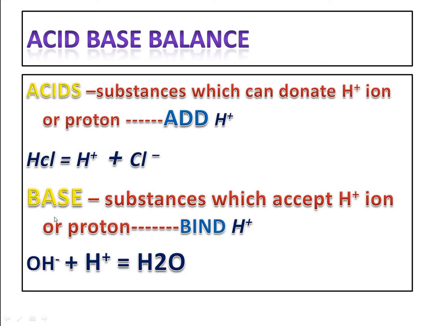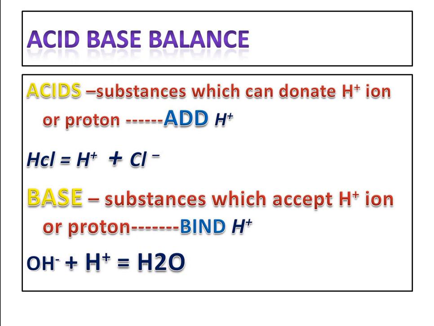And what is a base? Base is a substance which accepts hydrogen ion or proton. It means it binds with hydrogen ion. See the equation? Hydroxyl group plus hydrogen ion binds with hydrogen ion and gives water. It means a base decreases hydrogen ion concentration. So I think the concept is clear. Acid gives, that is, donates hydrogen ion. Base means that which binds with hydrogen ion.